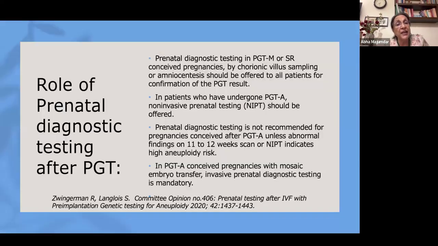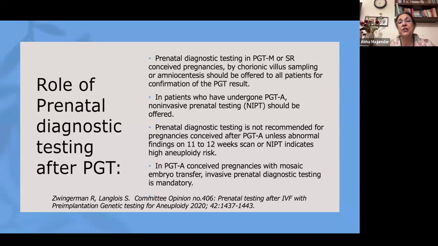Now, role of prenatal diagnostic testing after pre-implantation genetic testing. Prenatal is when the patient is already pregnant. Now, in all these women, do you do prenatal diagnostic testing? Listen to me. Prenatal diagnostic testing in PGT-M or SR conceived pregnancies by chorionic villus sampling or amniocentesis should be offered to all patients for confirmation of the PGT result. Because this is still a new test, and there could be a mistake in genetic testing, so this is recommended. But I'm telling you a fact.